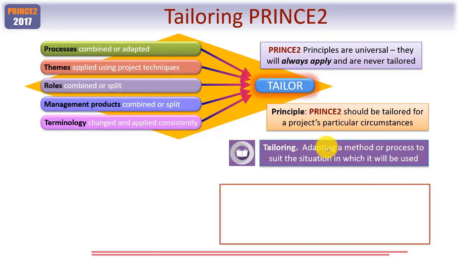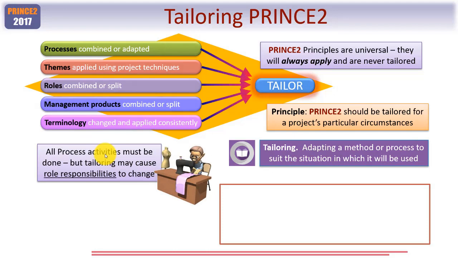Key message: tailoring is defined as adapting a method or process to suit the situation in which it will be used. Nicely said, pretty much summarises everything that I've gone through up here. Now, the activities contained within each process must always be done, or carried out if you will. However, tailoring may cause the role responsibilities of each of these activities to change in some way.